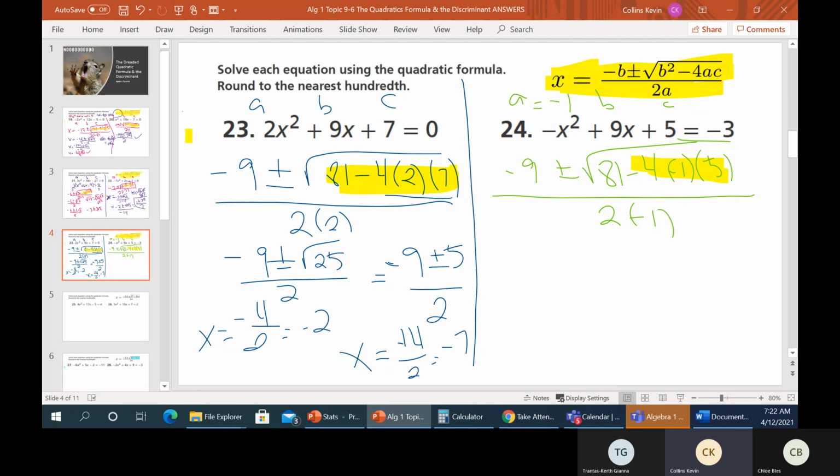So I'll start with these three. I've got -4 times -1, that's going to be +4. The biggest thing here is to watch your signs. And then +4 times 5 is 20. So we have 81 plus 20, that's going to be the square root of 101, which I think we'll just leave alone.